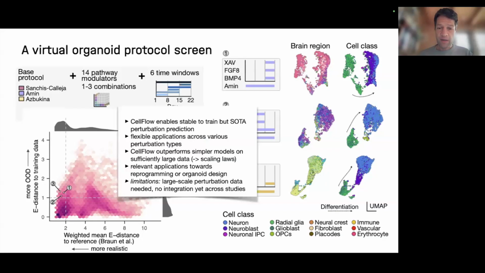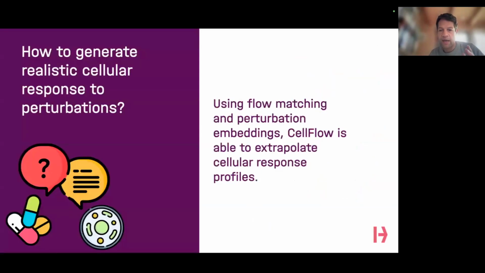So to summarize that part, I think we can do rather stable but state-of-the-art perturbation prediction with Cellflow. We're quite flexible, but of course, a limitation is you need to have some large-scale perturbation data to train on. And we also don't integrate yet across studies. So that's my summary. I think with Cellflow, we can extrapolate cellular response profiles. That would be the summary for my second part.